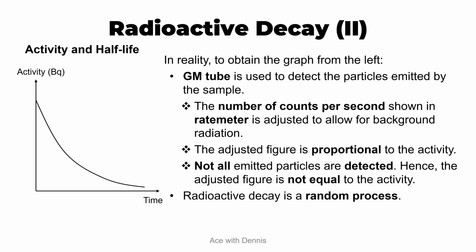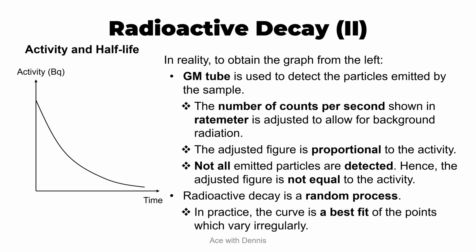Remember that radioactive decay is a random process. In practice, the curve is a best fit of the points, which vary irregularly. So, in reality, this curve looks like this, where we have many points above the curve and many points below the curve.